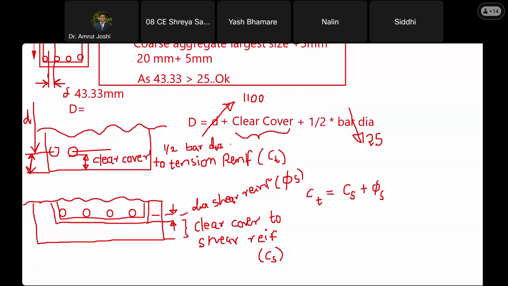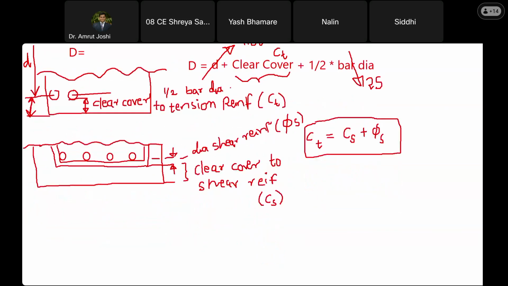Now, why do we require clear cover to the tension reinforcement? Because that CT comes here, isn't it? Yes. So in order to calculate the overall depth, I require clear cover to tension reinforcement. In order to calculate clear cover to tension reinforcement, I need to know the diameter of shear reinforcement and clear cover to the shear reinforcement. Happy? Yes, sir. So now typically we will start assuming the diameter of shear reinforcement bar.